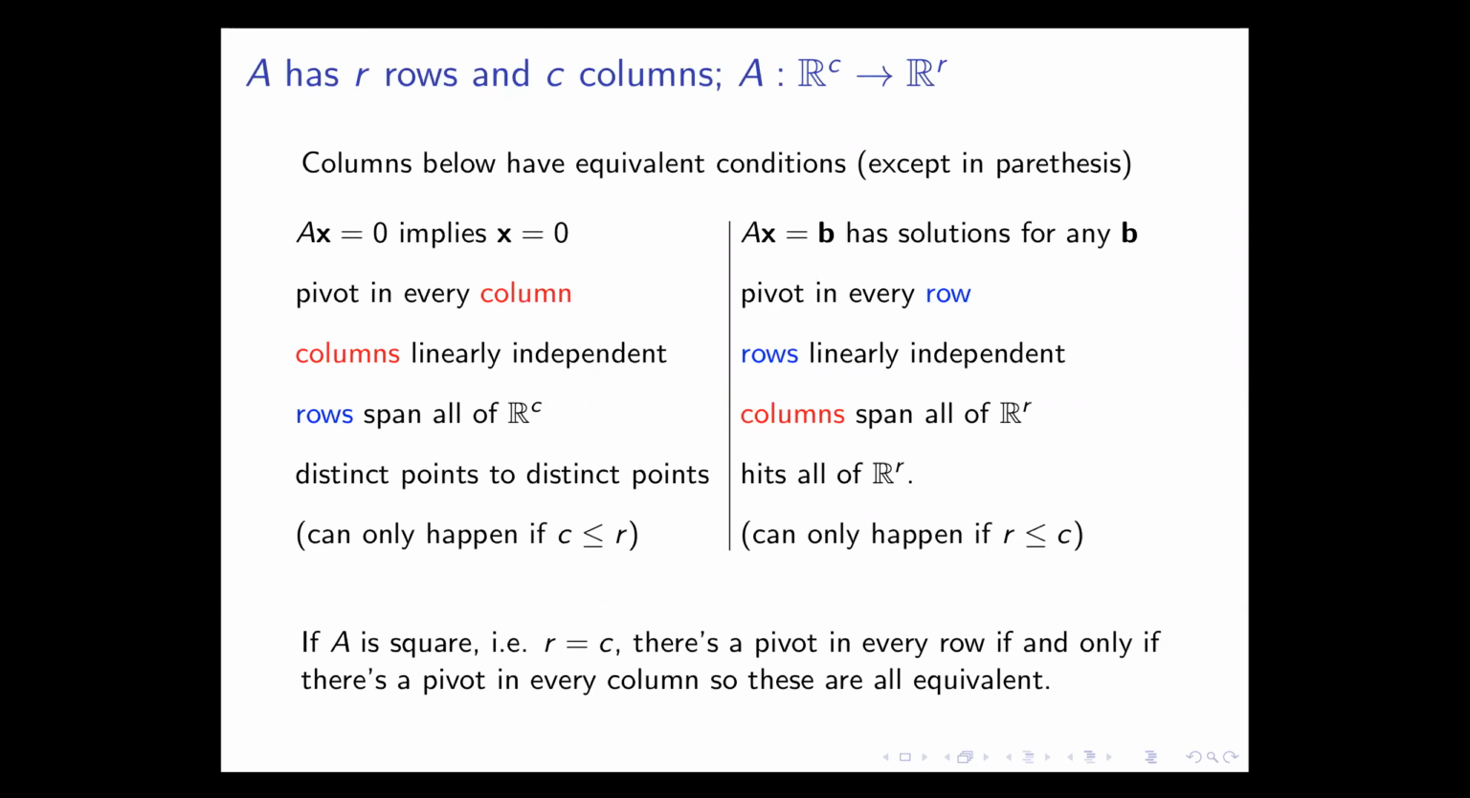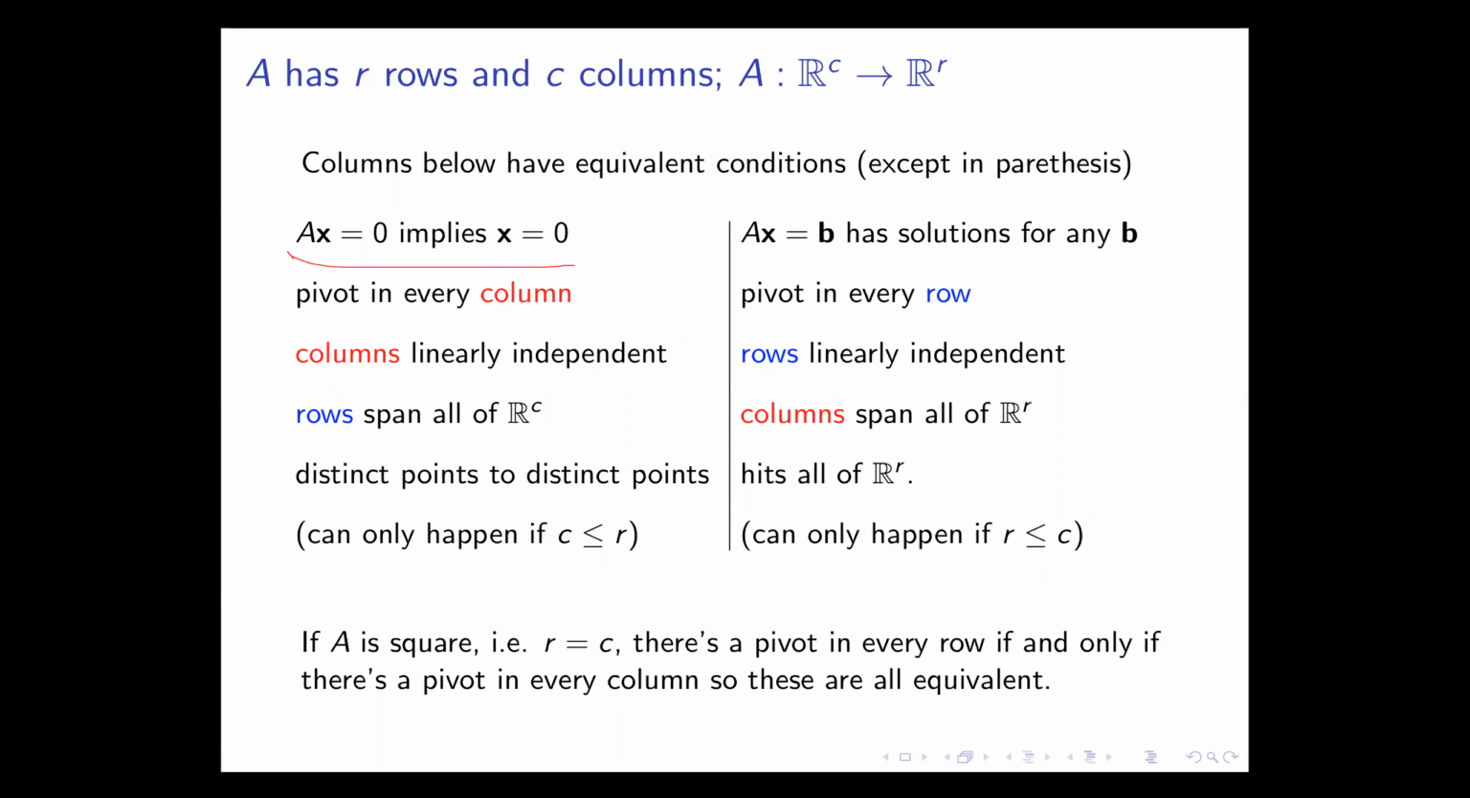So, the solutions of homogeneous equations on the left. We talked in particular about the case when Ax equals 0 implies that x is equal to 0. And that implied the following facts: there is a pivot in every column, then the columns need to be linearly independent, then the rows span all of R^C.